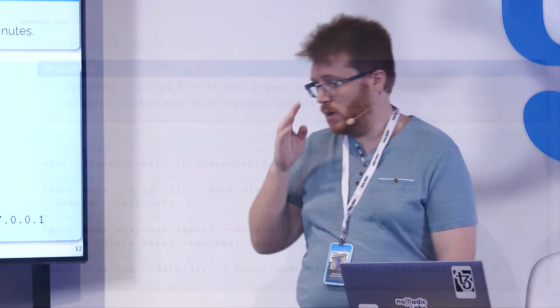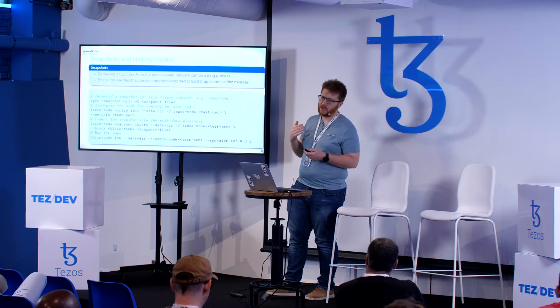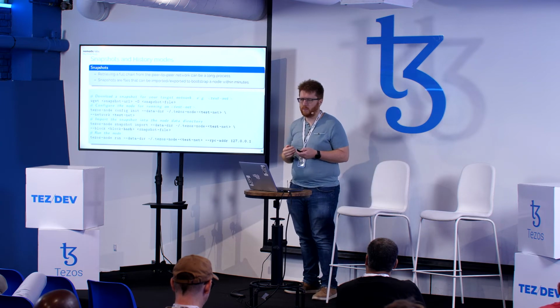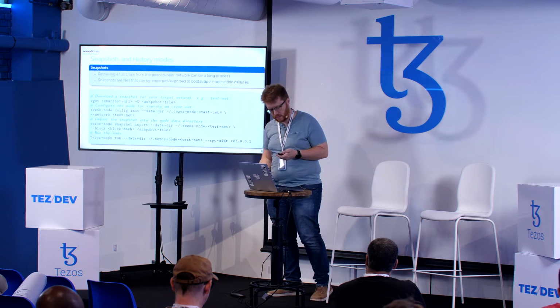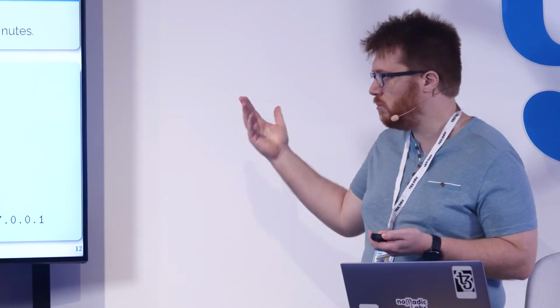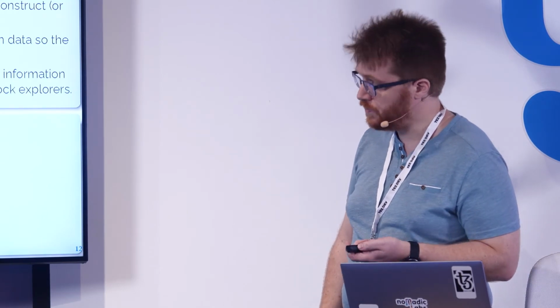Of course, the snapshot is linked to the network you want to connect to. There are specific snapshots for each network. And then you import the snapshot. Once it's imported, when you run the node, if the snapshot is not too old, the synchronization will probably be very fast. So you can join the network in a few minutes if you have a recent snapshot.